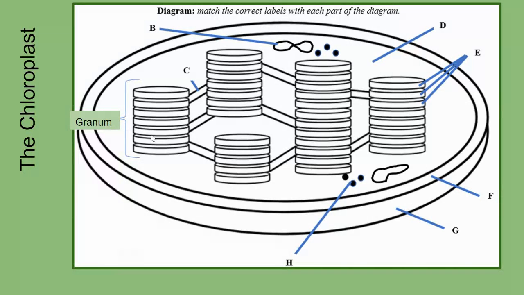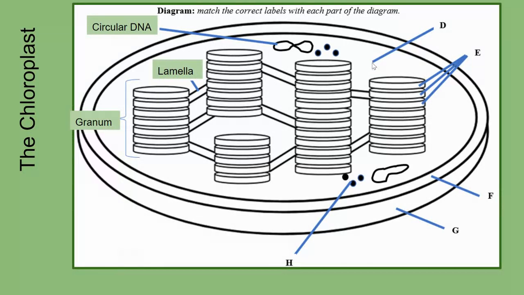Next up, part B, you have circular DNA. Chloroplasts actually have their own DNA that is separate from the plant's DNA, which is part of why we think of that endosymbiotic theory, where chloroplasts might have developed on their own and then been taken in by plants. Label C, it's this little bridge that connects the different stacks of thylakoids, or granum. That little thing is called a lamella. Basically it allows for transportation of materials between each of the granum.